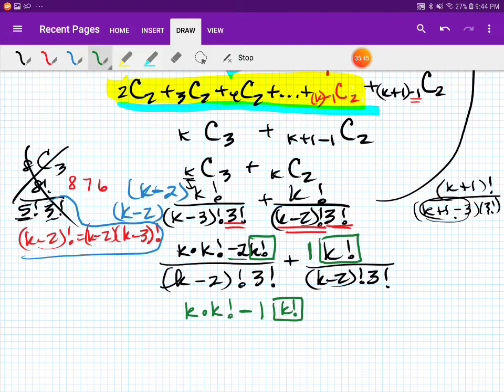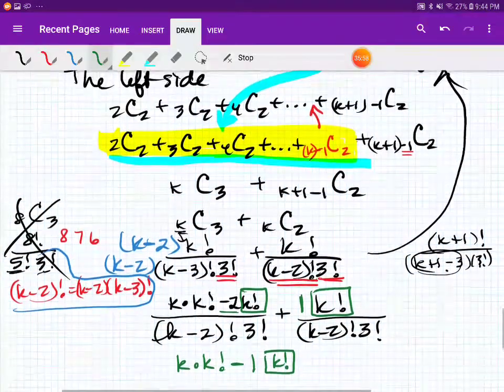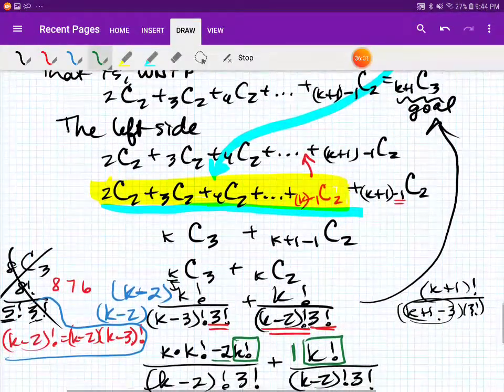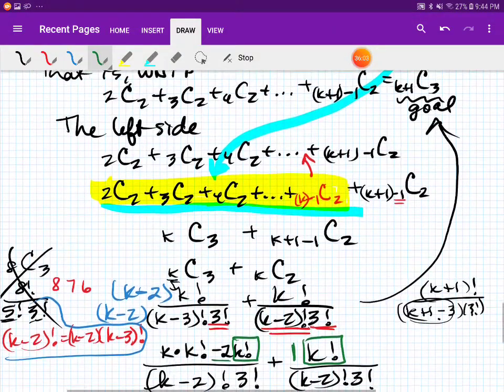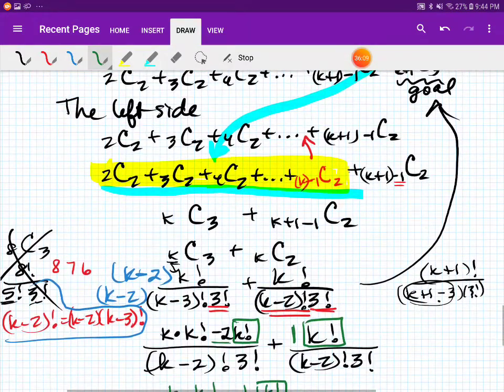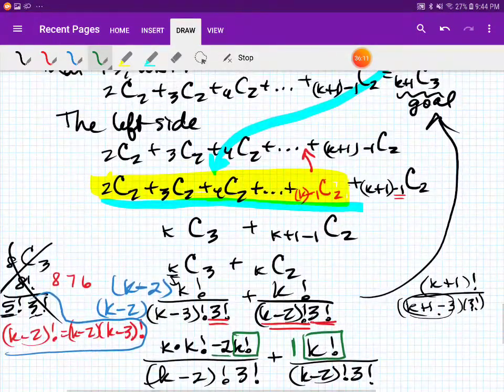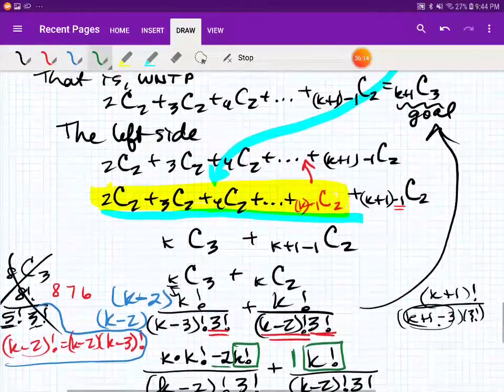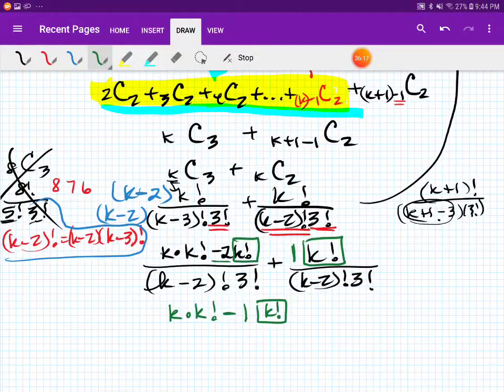What did I do wrong? K minus 3. Did I do something wrong? What am I trying to match it to? K minus 3 would be k minus 2, 3 factorial. We kind of got a k minus 2. Because I see the k plus 1 factorial, if I could just toss that.